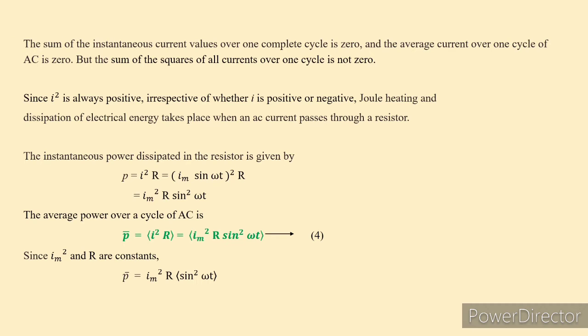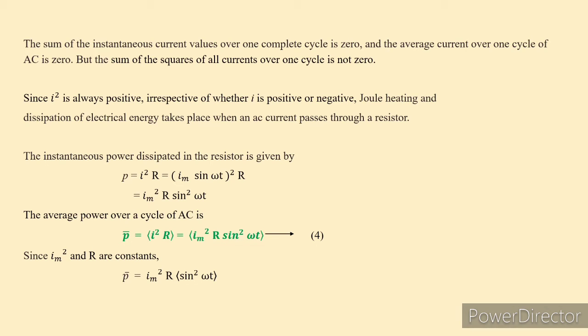The instantaneous power dissipated in the resistor is given by P equal to I square R. Substituting I equal to Im sin omega t, P becomes equal to (Im sin omega t) whole square into R, which is again equal to Im square R into sin square omega t. The average power over a cycle of AC is given by P bar, that is equal to the average of I square R, that is equal to the average value of Im square R into sin square omega t. This is equation 4.